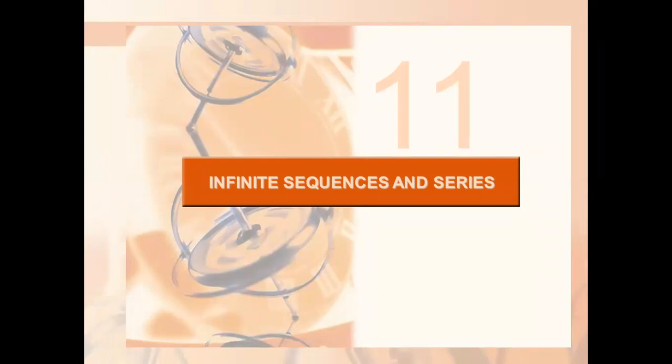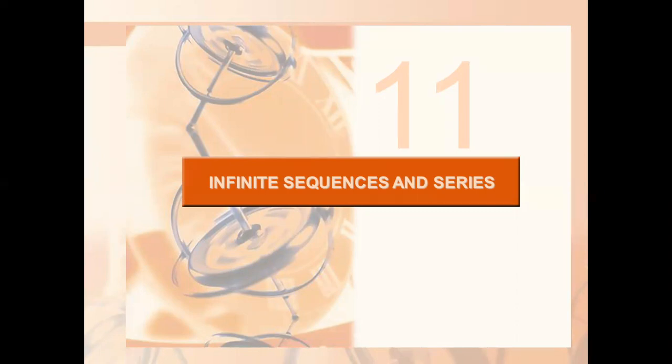A sequence is a list of numbers in a definite order, while a series is a sum of terms of a sequence. Whenever we talk about a series, two questions arise. The first question is whether the series converges or diverges, and the second question is, if the series converges, what is the sum of the series?